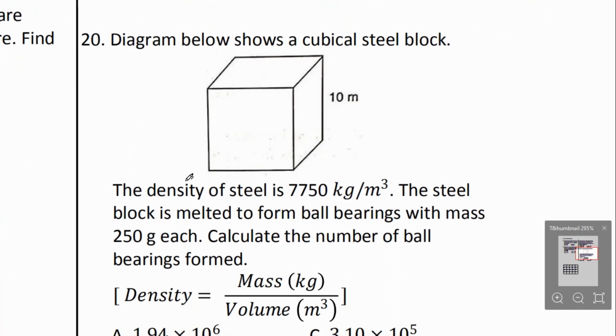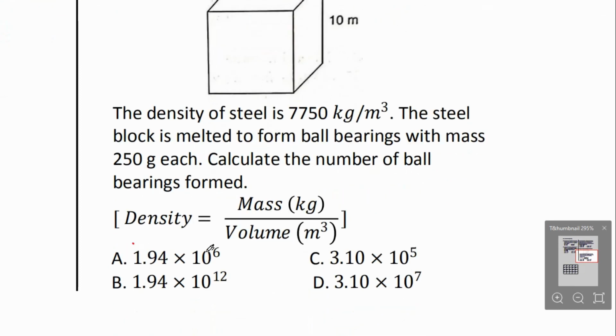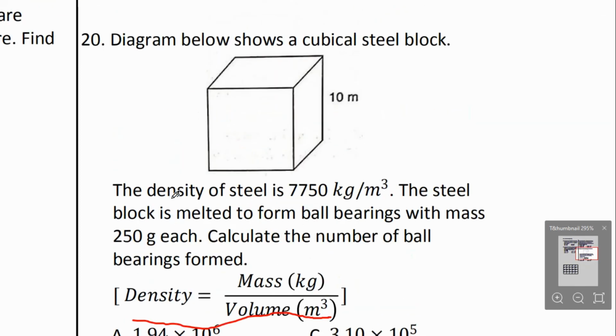Number 20. Diagram below shows the cubical steel block. The density of the steel is 7,750 kg per meter cube. The steel block is melted to form ball bearings with mass 250 grams each. Calculate the number of ball bearings formed. Okay, so you are given the formula for density. And we are also given the density of the steel is 7750. Okay, so for this cubical steel block, we can find the volume, which is 10 meter times 10 meter times 10 meter. Then you will get 1000 meter cube.